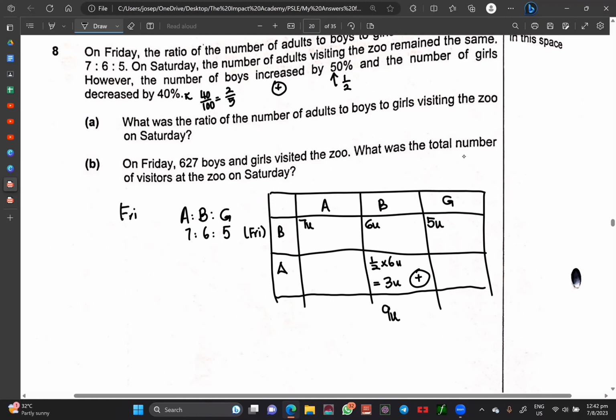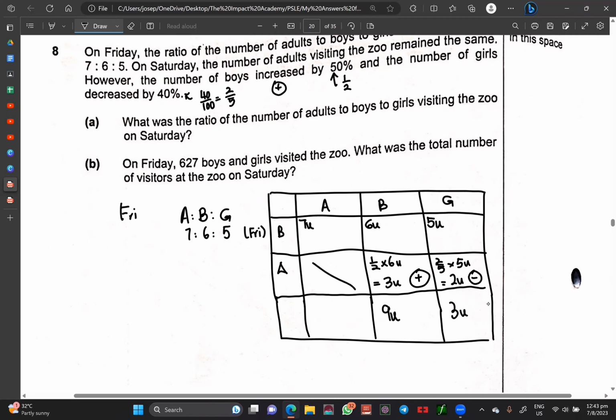Whereas for girls, decrease by 40%. What is the meaning of decrease by 40%? When it decreases, you minus, isn't it? So what happens is this, right? You are also going to do 2 over 5 times 5 units. When you do 2 over 5 times 5 units, you get 2 units. But for these 2 units, you have to minus. So I'm left with 3 units over here. How do I get 3 units? I simply do before minus away 2 units. That gives me 3 units.